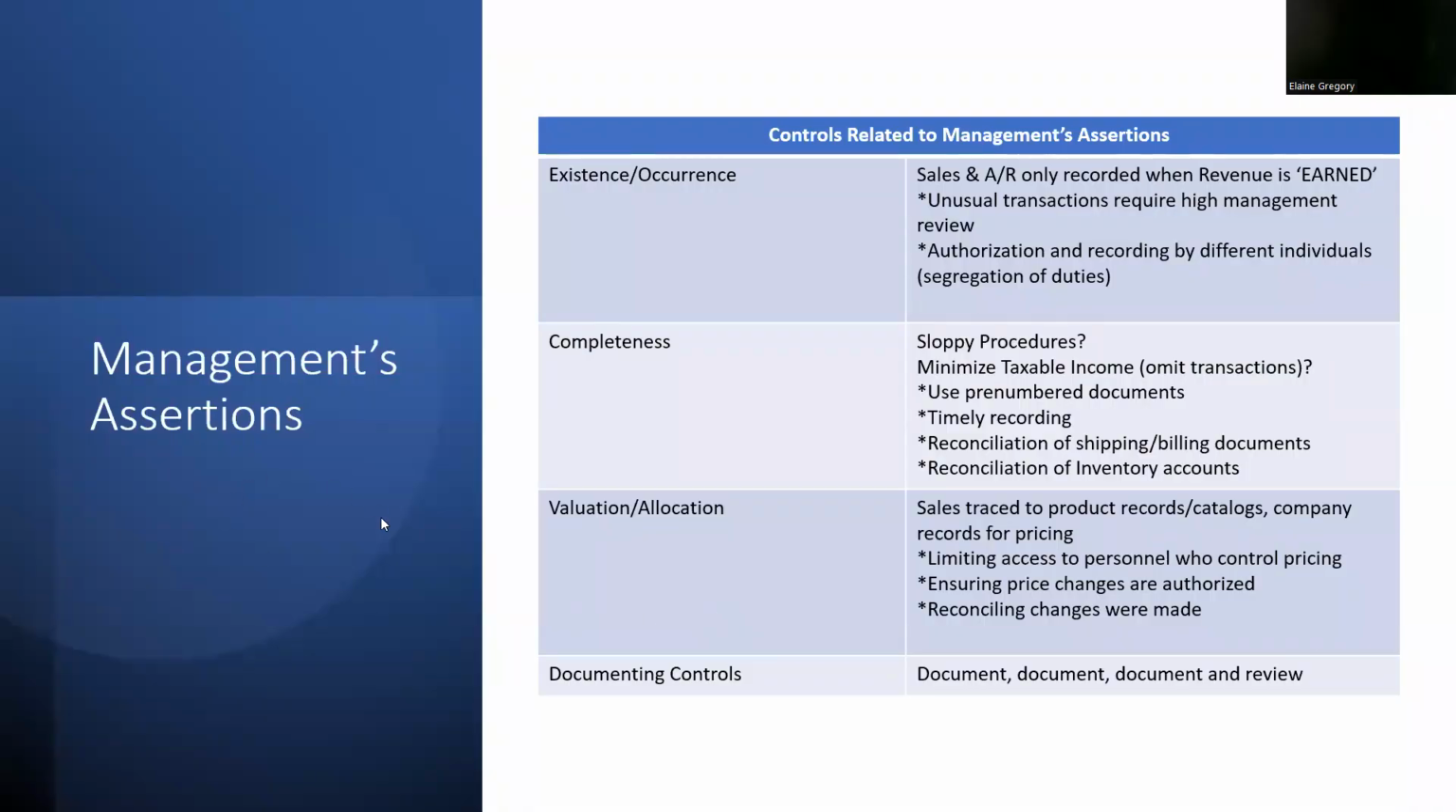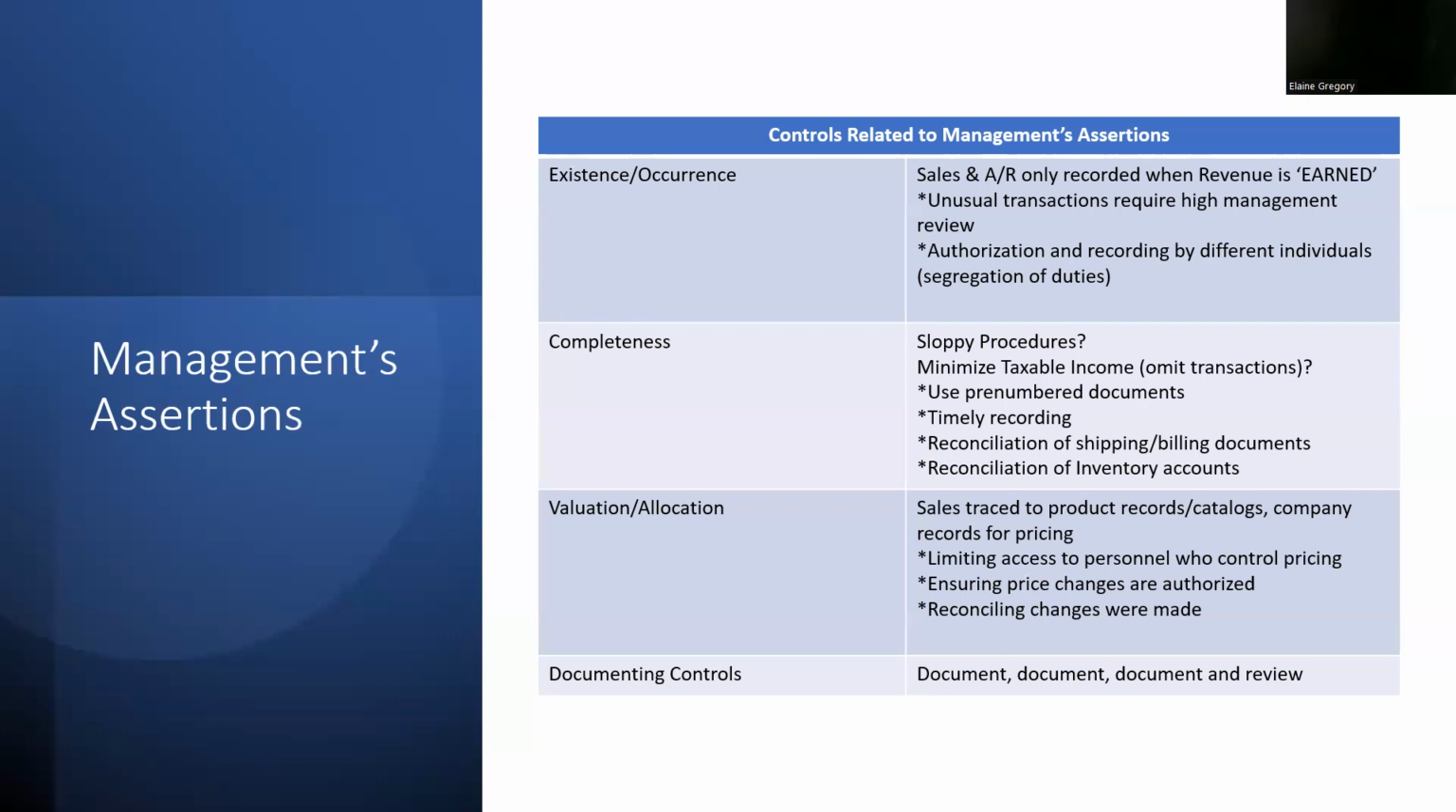So let's look at management's assertions. We have the existence or occurrence, completeness, valuation and allocation, and finally, the documentation of controls. If we're looking at sales and accounts receivable, remember, sales is only recorded when the revenue is earned. So the debit to receivables, the credit to sales, is only when the revenue is earned. Remember, cash is a totally different subject.